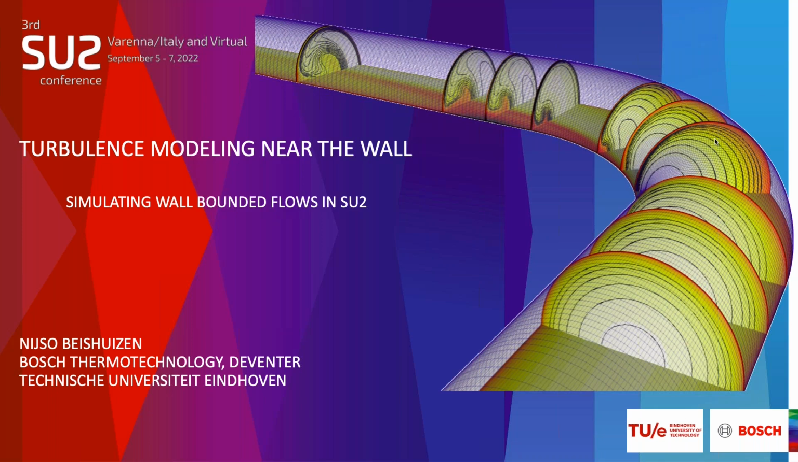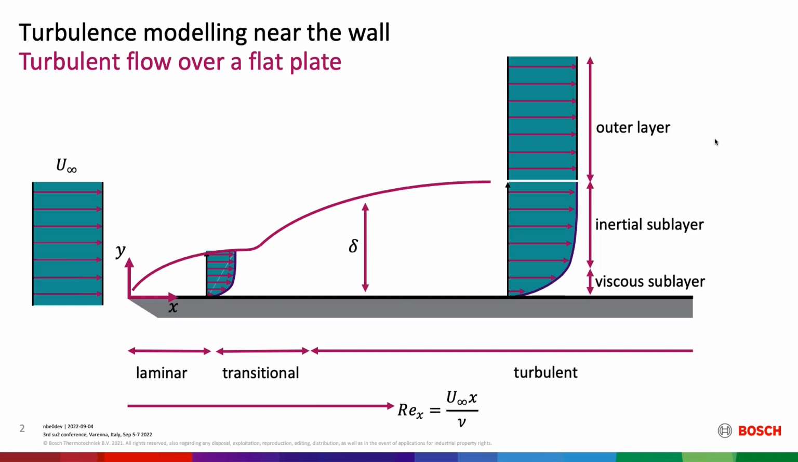So as Marco said, my name is Nijso Beishuizen from Bosch Thermotechnology Deventer, and I'm also a part-time assistant professor at TU Eindhoven in the Netherlands. My talk is about turbulence modeling near the wall, and specifically about the implementation of wall functions in SU2. I will briefly go through the theory of boundary layers and where wall functions come from, and then I will show some validation test cases.